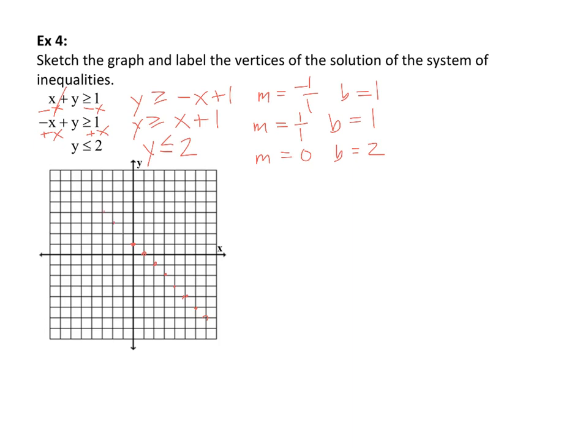Up 1, left 1. Alright, and is it a solid or dashed line? Well, there's an equal sign, so it's solid. Okay, for the next inequality, we start at 1 once again, and we go up 1, right 1.